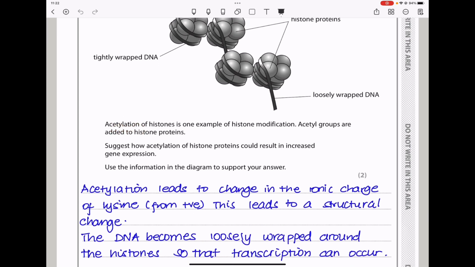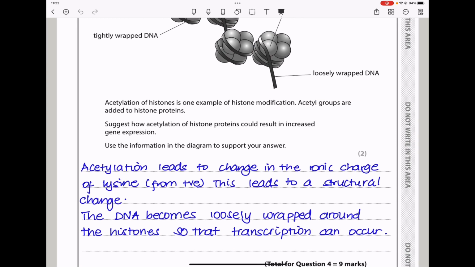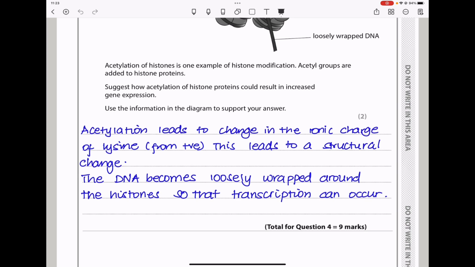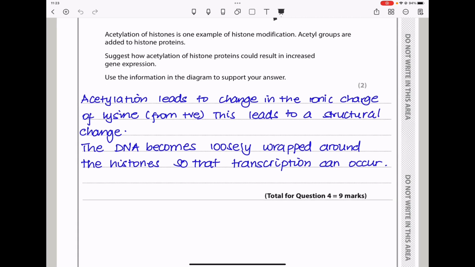Acetylation of histones is one example of histone modification. Acetyl groups are added to histone proteins. Suggest how acetylation of histone proteins could result in increased gene expression. Use the information in the diagram to support your answer. Remember acetyl groups linked to lysine. So I said acetylation leads to change in ionic charge of lysine. The charge is going to change from positive. This leads to a structure change. So the DNA is going to be loosely wrapped around the histones so that transcription can occur. So this brings us to the end of question 4. Let's continue to question 5.